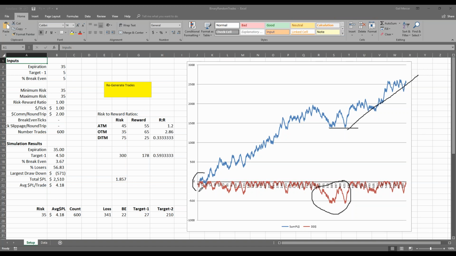You can see here, you went underwater. That means you had a drawdown right here. In this one, the largest drawdown was $571. And yet, at the end of 600 trades, it was profitable by about $2,500. The problem is you give up during this period, so you lose out on the profitable period.